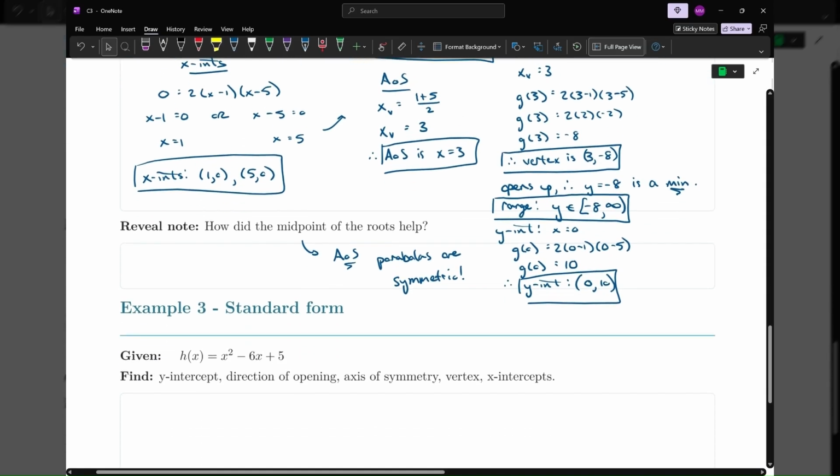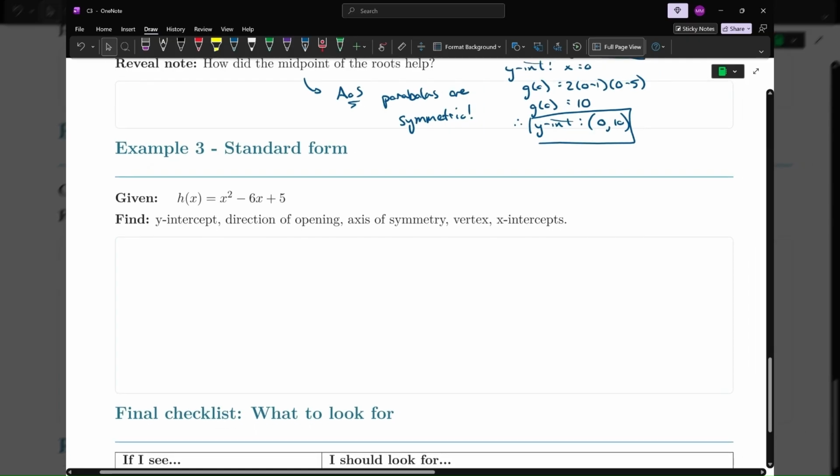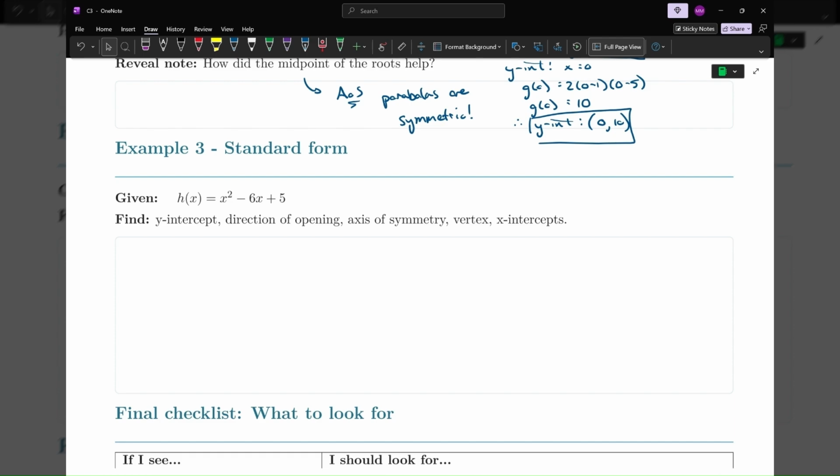Example 3. What if we're in standard form? So let's take a look at this one. So I have h of x equals x squared minus 6x plus 5. Find the stuff from standard form. So standard form is probably the least useful for us directly. From the form itself, without doing any work, we know the y-intercept. So I know right away the y-intercept is going to be y is 5. Now it's an intercept, so I'm going to state it as a coordinate pair, (0, 5).